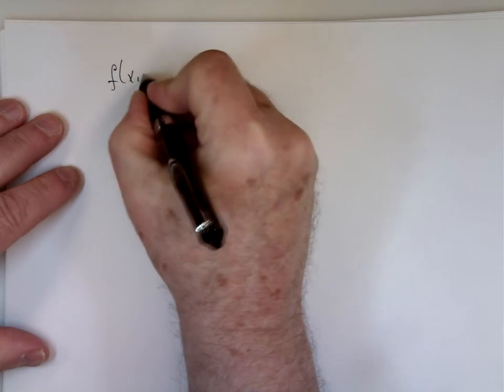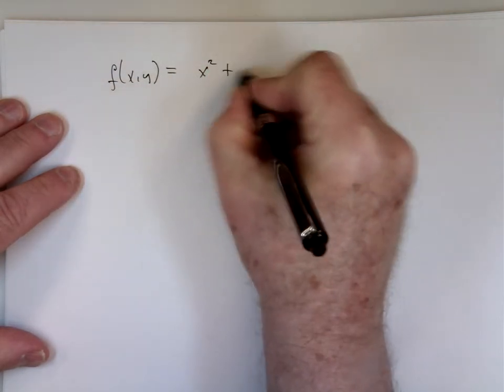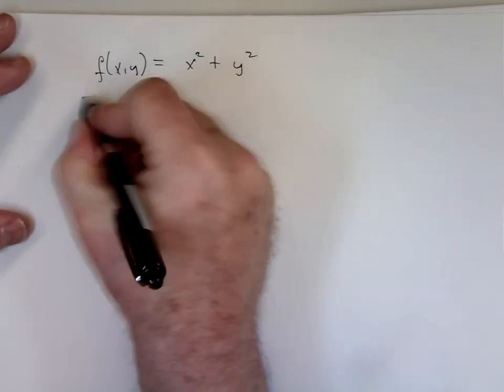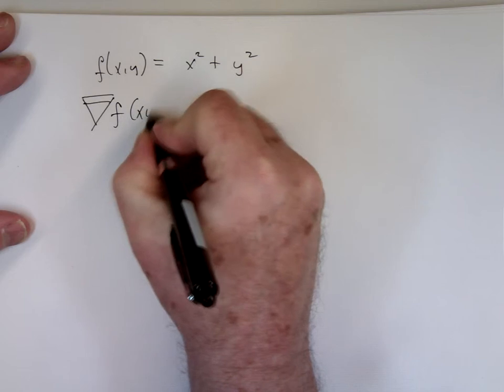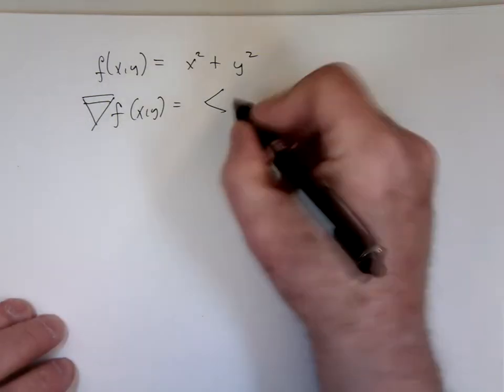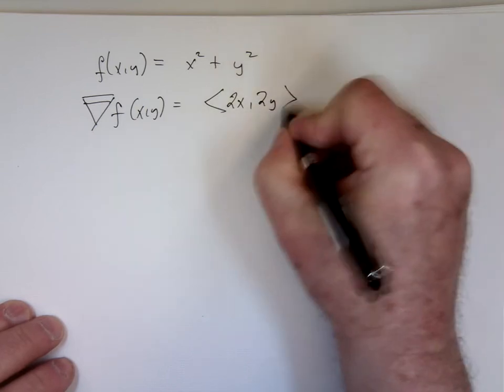We started with a function. Here's our paraboloid. The gradient is what? A vector in the xy plane that points in the direction of maximum change. In other words, what does the gradient do for this function? It assigns a vector to each point in the xy plane that's pointing in the direction of maximum change. This gradient is a vector field.